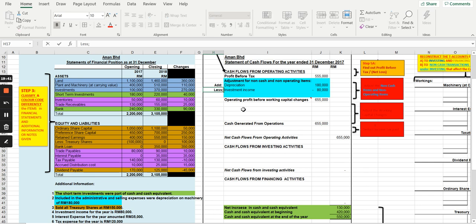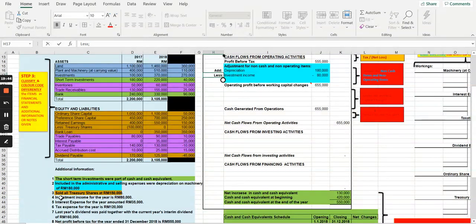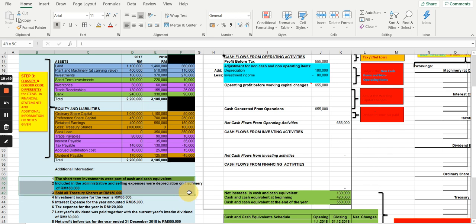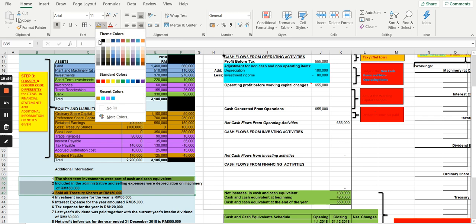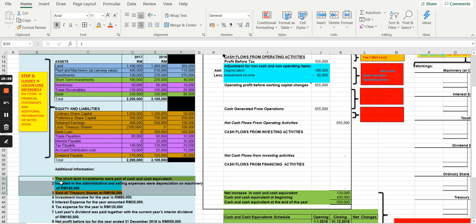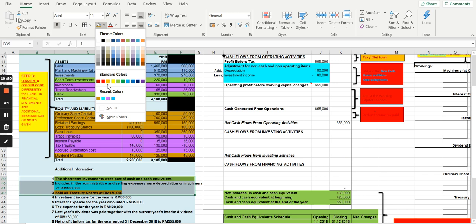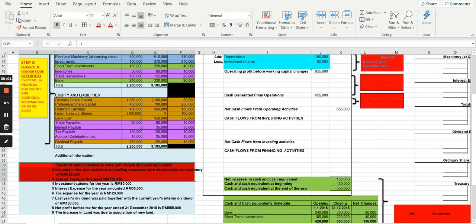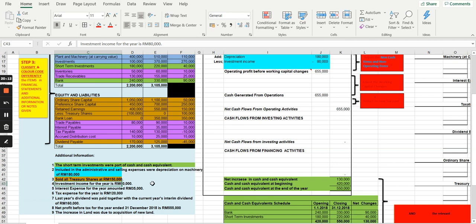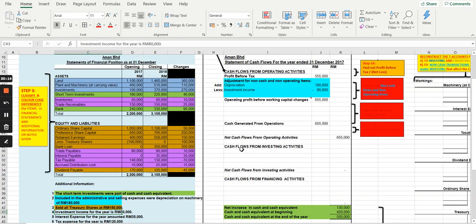Okay. Next, we'll check for other things given. So done with this. Okay, we are done with that. Next, investment income, 80,000. The same thing will also appear under your investing activities.